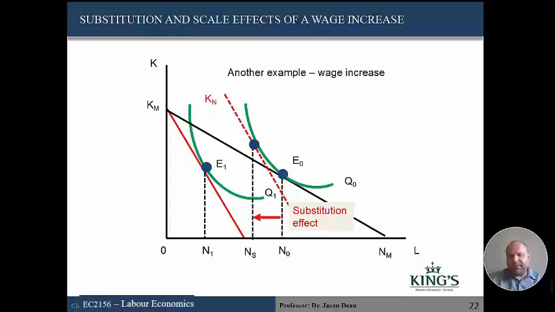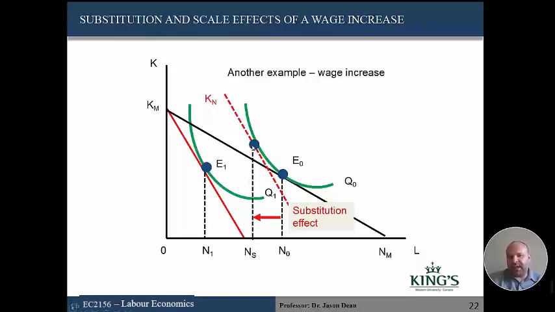In fact, if you remember, the slope of this line is W divided by R. So it's the relative wage. The relative cost of labor has increased because the wage increased, but the price of capital R stayed the same. So this decrease from N0 to NS is the substitution effect. Just because of the relative wage change, not holding the scale effect constant, this is how much the firm would change the amount of employment they would hire. So it would fall.